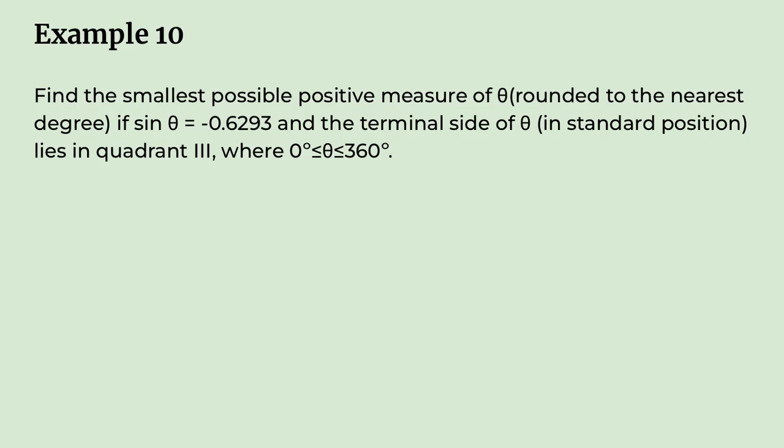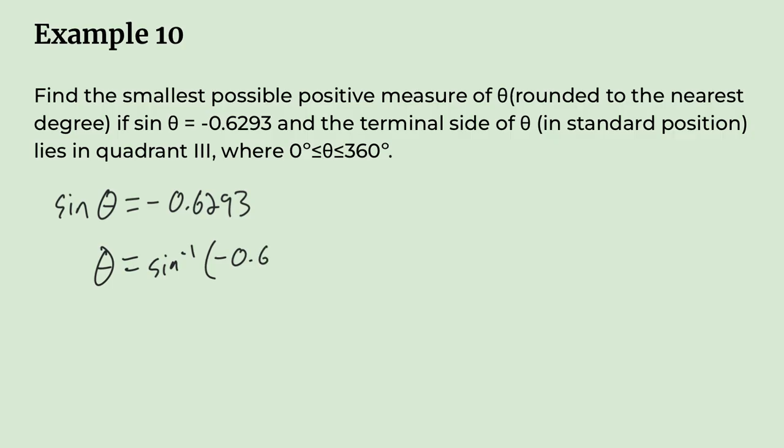So for something like this, where there's lots of words happening, basically all we're going to do is look at sine of theta equals negative 0.6293. Notice how there's no degree symbol here, so we're using radians here, so make sure your calculator is in... actually, never mind. Cancel that. So then we do inverse sine of both sides to solve for theta. So theta is going to be equal to roughly 39 degrees. So that's our reference angle.